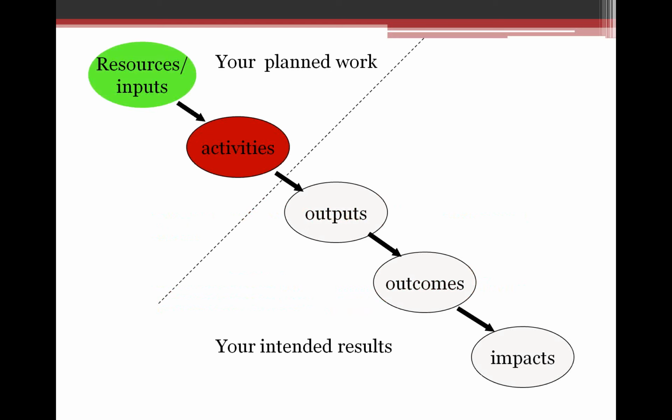So if you're more of a visual learner, this might help depict things a little bit more efficiently. So we have these resources, we have this input in that green bubble. So that would be things like staff time, a curriculum, the technology you need. Activities: a lot of us are doing work in schools, so presentations in schools, web-based media campaigns, whatever that activity is. So that's your planned work, and then your intended results on the other side. And we'll go through the difference between outputs, outcomes, and impacts.